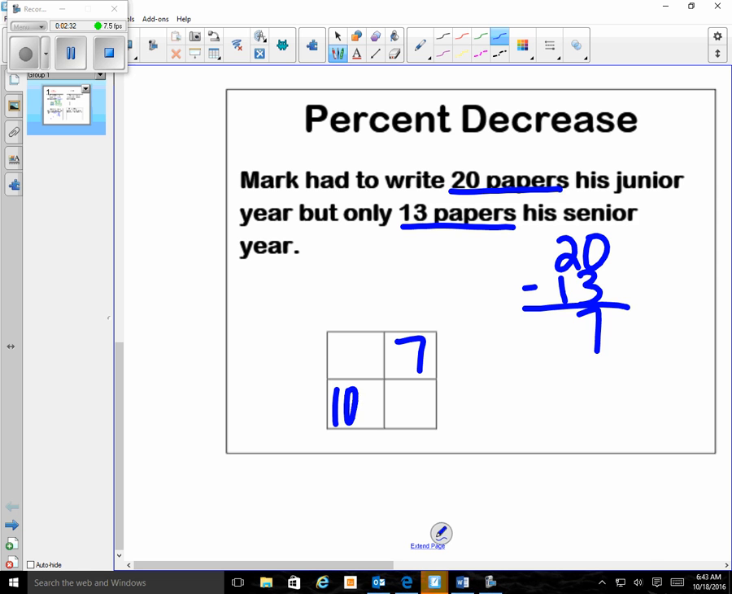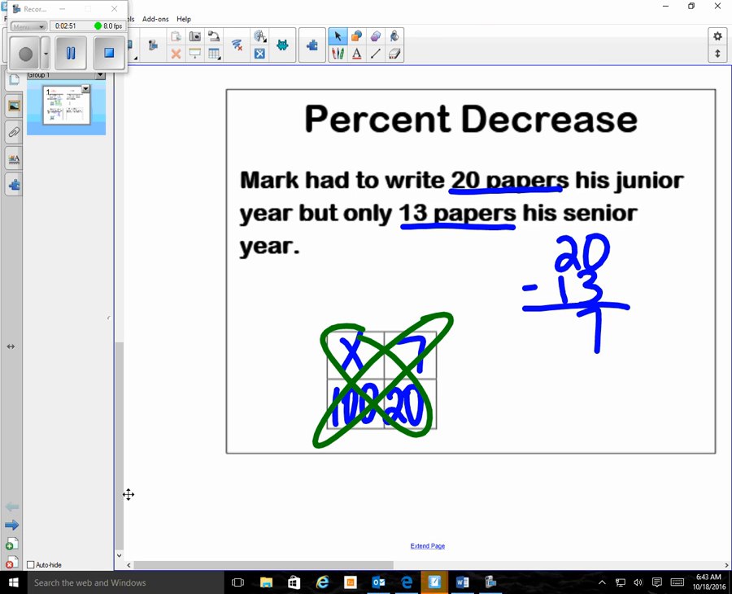And we can always fill this side in. We know that that is always going to be 100 on the bottom when we're working with percent. And we're looking for percent, so our X goes there. And his original was 20. Now we're going to cross multiply. I think y'all called that butterfly in the 5th grade or something like that. So we have 20x equals 700.